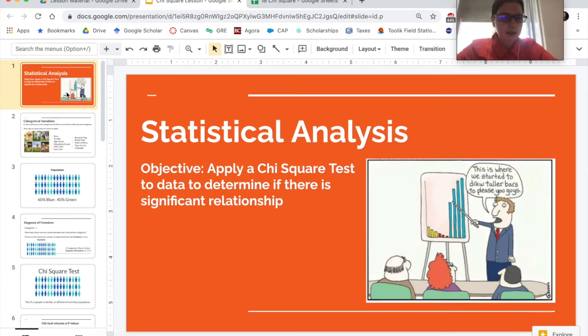Today we're going to be talking about some statistical analysis. Our objective is to apply a chi-square test to data to determine if there is a significant relationship. Now before we can talk about a chi-square test, we need to talk about categorical variables and degrees of freedom.